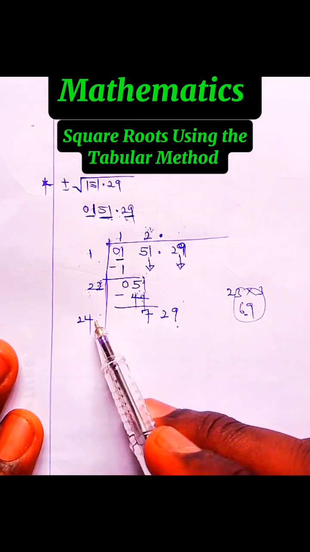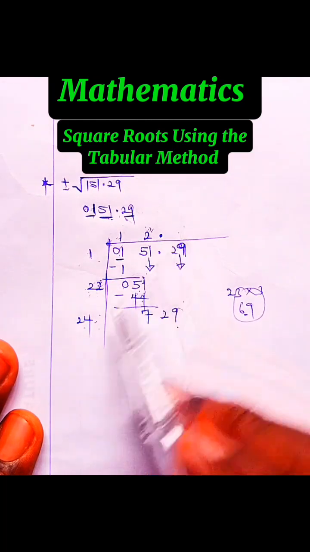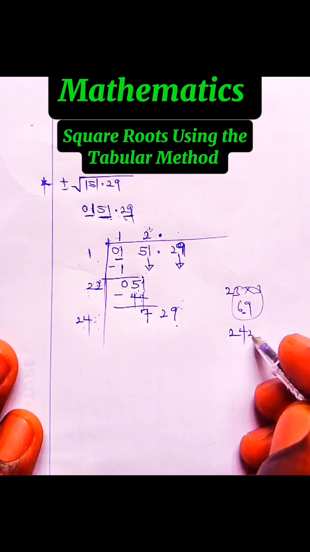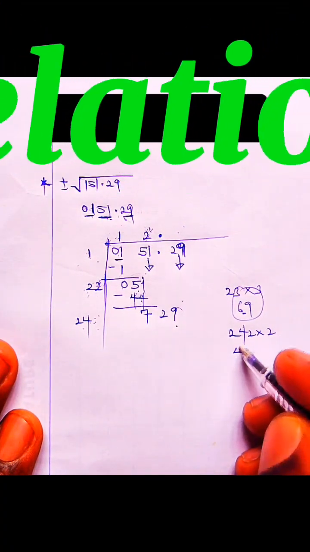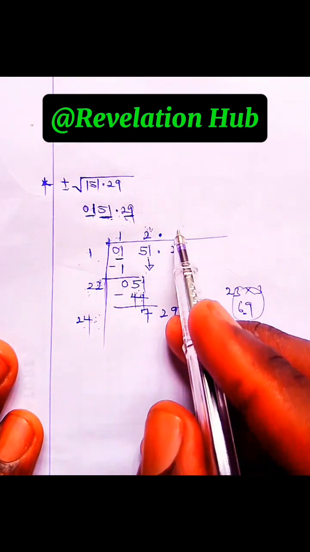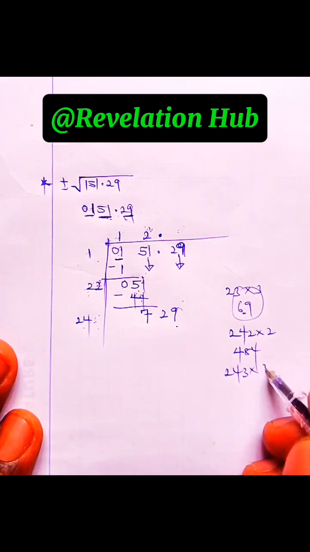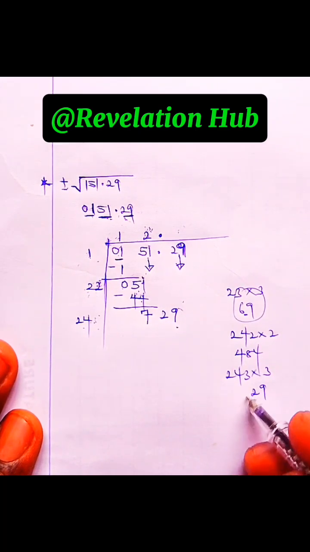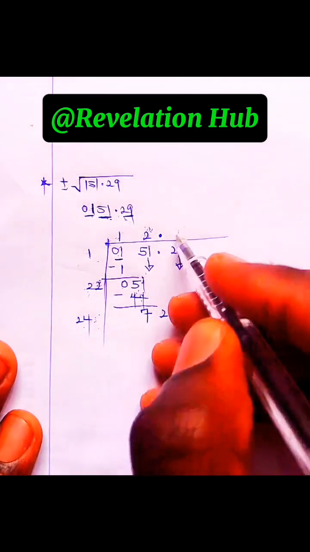If I add my 1 and 1, 241 times 1 will give me 241, it's not up to 729. If I add my 2 and 2, let's try that first. 242 times 2 will give us 484. It's not up to 729. Let's try out our 3. 3 and 3. That is 243 times 3. 3 times 3 is 9. 3 times 4 is 12, write 2 and keep 1. 3 times 2 is 6, plus 1 is 7. 729. Now that's exactly what we're looking for. So we can use it. We're done with that then.